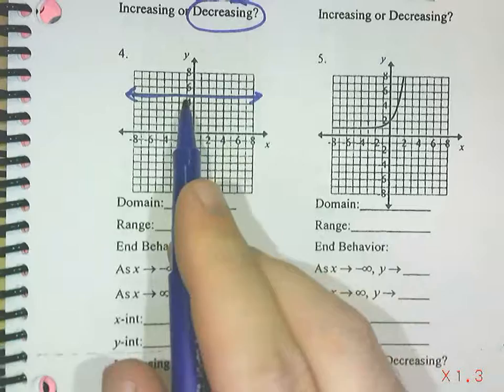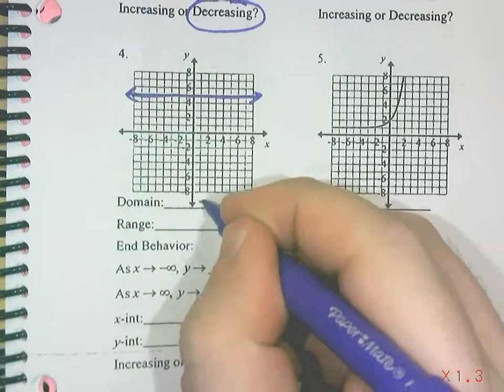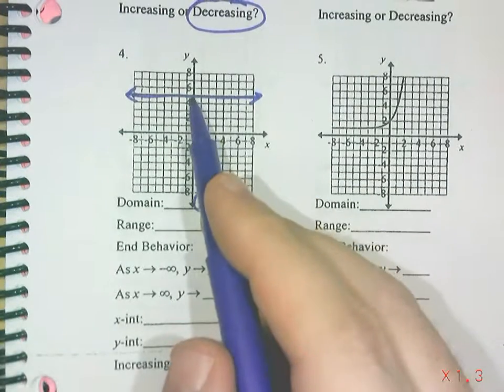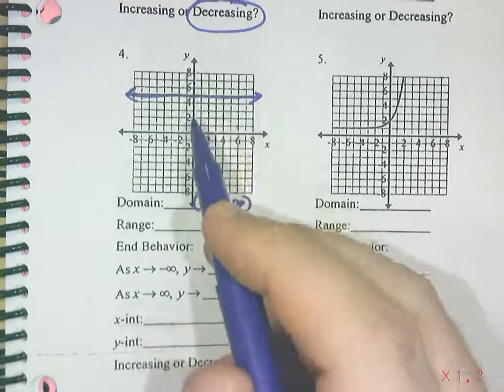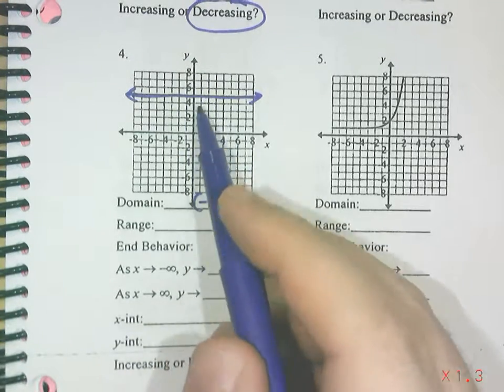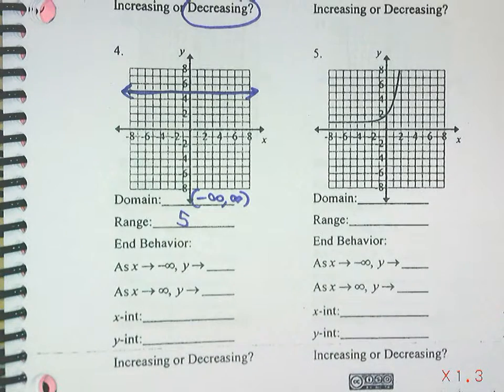So the domain, again, it goes forever to the left, forever to the right, is going to be negative infinity and infinity. Okay, but the range, since it's horizontal, it's never going up or down. It's always going to stay right here at this number, which is 5. So the range is just going to be 5. Okay, not too tough, right?